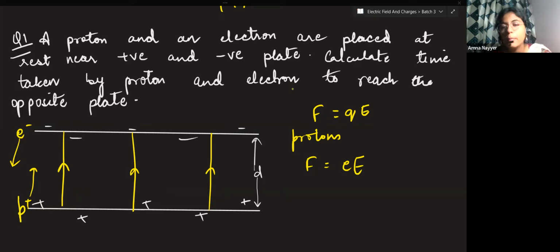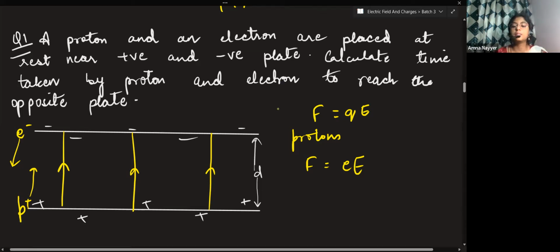1.6 into 10 to the power minus 19 coulomb. Don't forget this, because electronic charge won't be given to you in your questions. You have to remember this. It is utilized till semiconductors, till the last chapter. E will be written everywhere, so you have to convert it. This much charge is present in proton and electron.